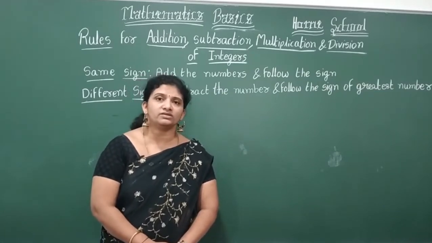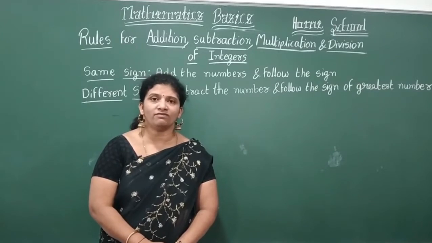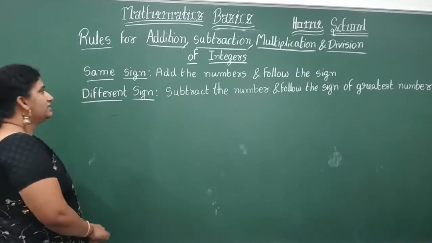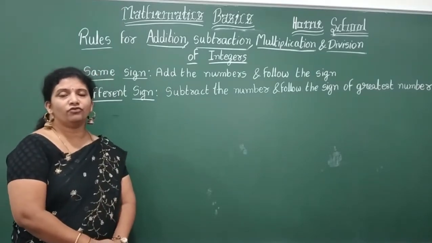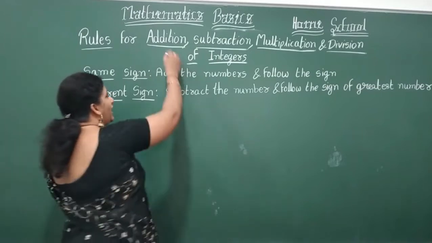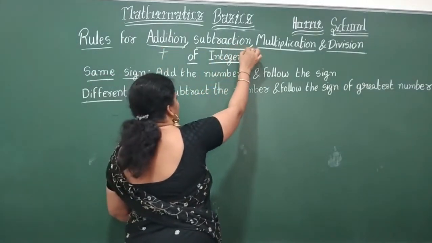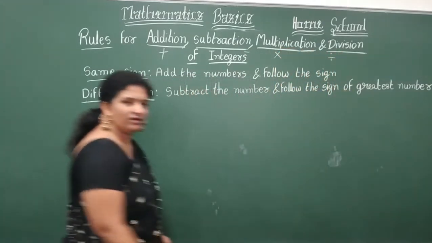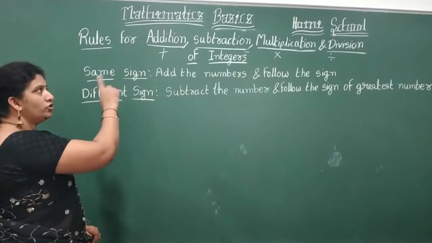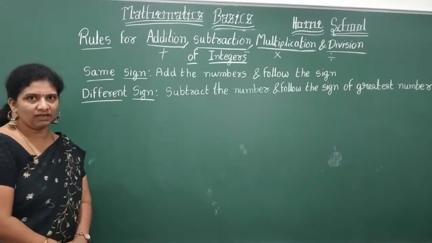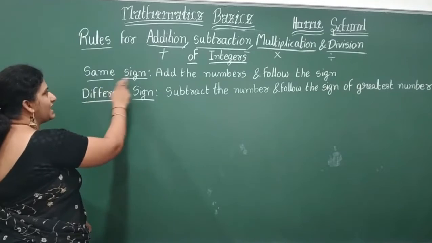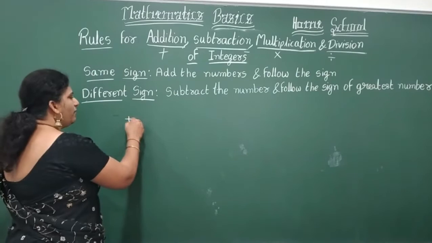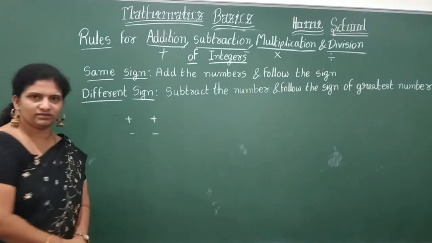Okay, now we are going to start learning about the rules of addition and subtraction. So look here, same sign. Here there are four signs, you know, right? What are those? Addition means plus, subtraction means minus, multiplication means into, division means divided by, right? So now we are going to talk about the plus and minus signs. Same sign means what, children? Either it may be plus plus or minus minus.